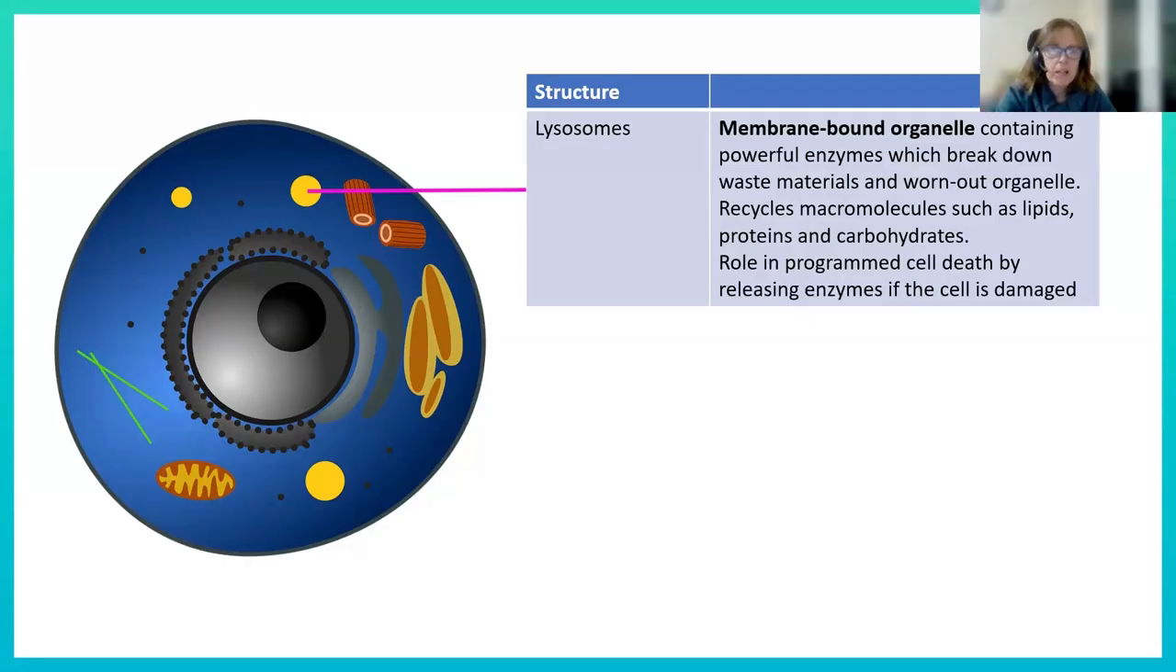So within the cell, we tend to find lysosomes, which go around looking for anything that's worn out, broken, dead, needs to be recycled and reused. So it will go around looking for macromolecules. That's the stuff that we're made of: fats, proteins, carbohydrates. It'll go around looking for lipids, carbohydrates, and proteins that need to be broken down and recycled. They've also got a really important role in something called programmed cell death, by releasing enzymes if the cell is damaged or needs to die.